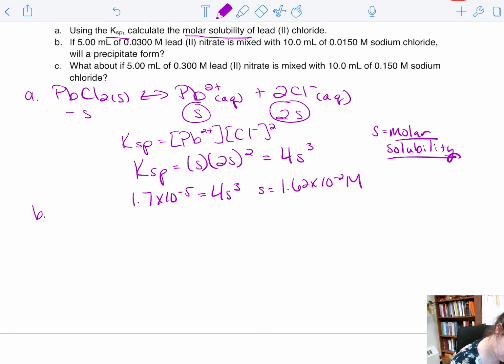Next, it's asked if 5 milliliters of 0.03 molar lead nitrate is mixed with 10 milliliters of 0.015 molar sodium chloride, will a precipitate form? So we've got lead nitrate as a lead source and sodium chloride as a chlorine source. Since we're adding 2 volumes together, the first thing we want to do is a dilution calculation. So let's look at lead nitrate.